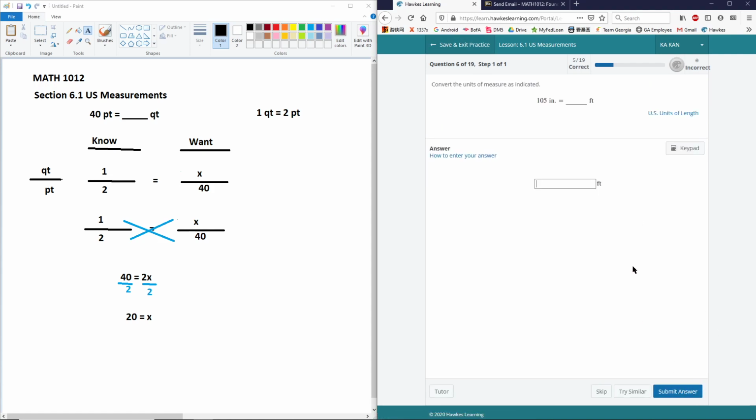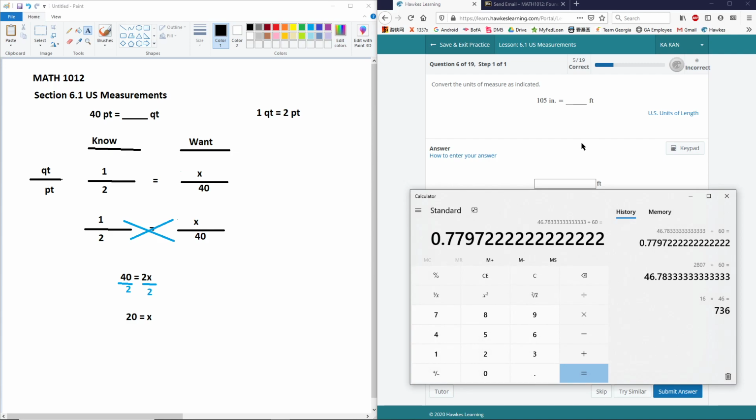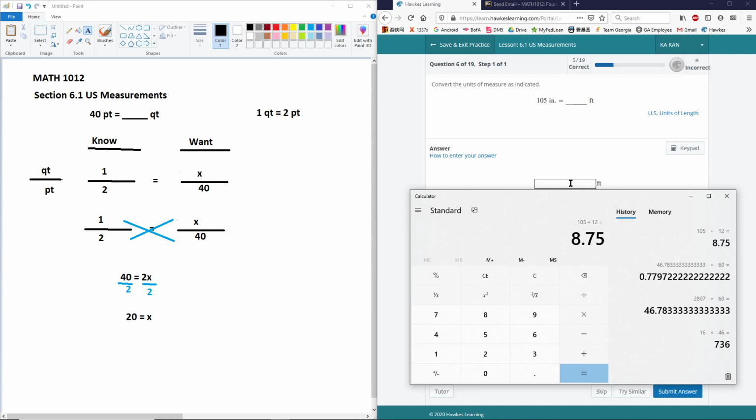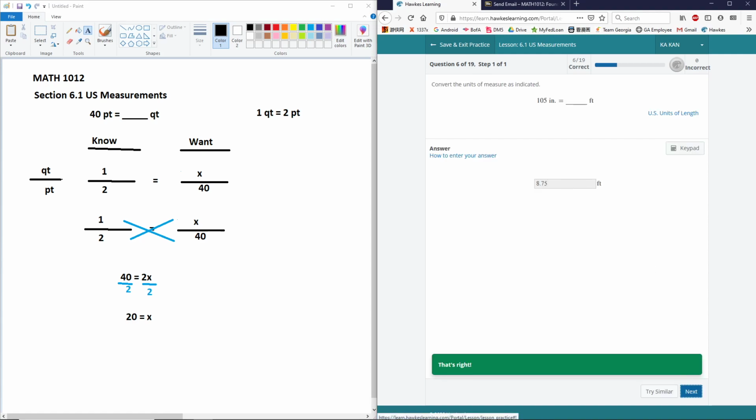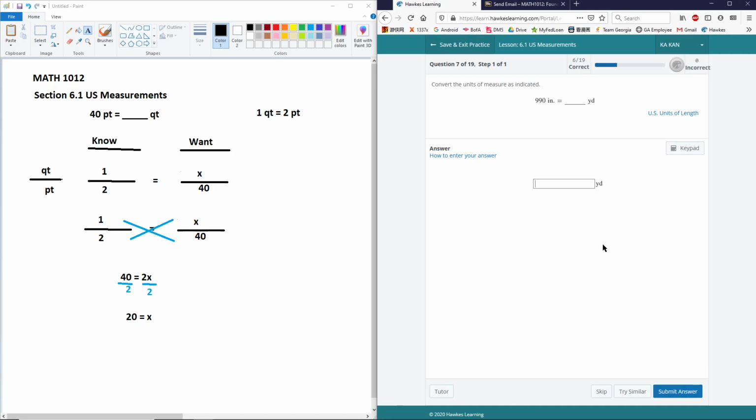So let me see. Now let's look at this one. 105 inches to feet. Well, 12 inches is 1 foot. So that should be easy. Divide by 12. 8.75. So these are all just stuff that you probably have seen in real life already. Yeah, this is when it started to get a little bit crazy.